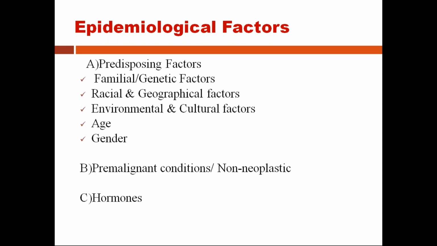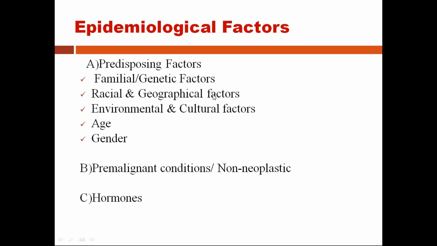Now the epidemiological factors of cancer, I think you will have in your community medicine chapter also. It's not so important, it's not a core competency, but just for completion's sake I'm giving you an idea of what it is. It is categorized into three categories: predisposing factors, pre-malignant conditions, and hormones.